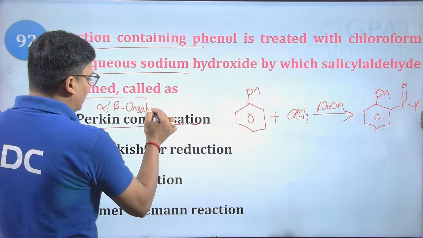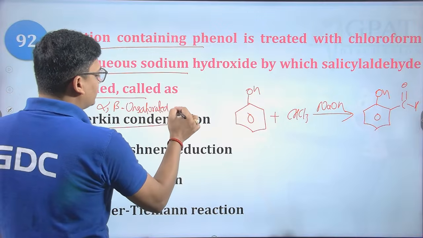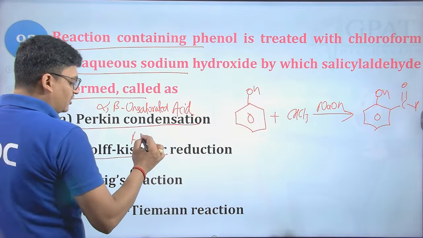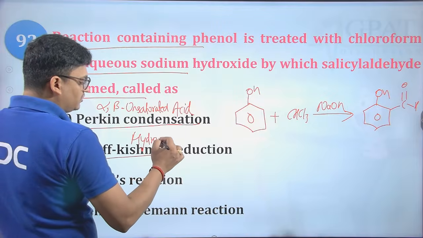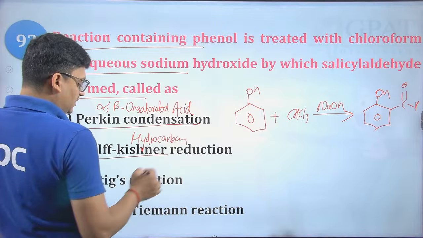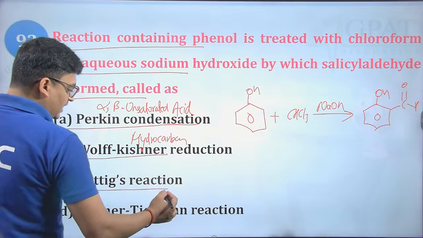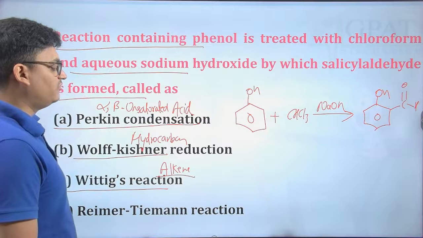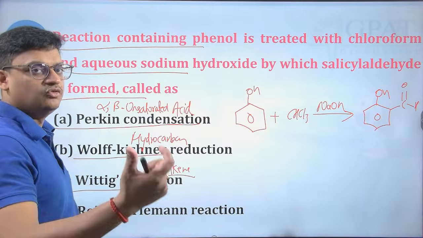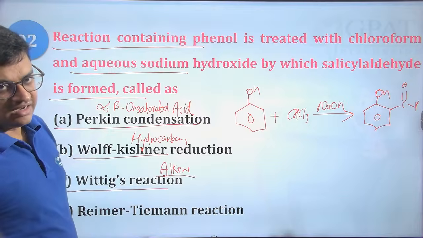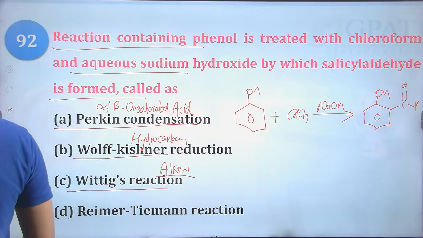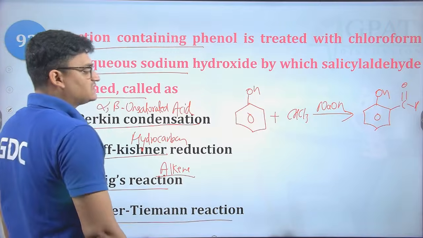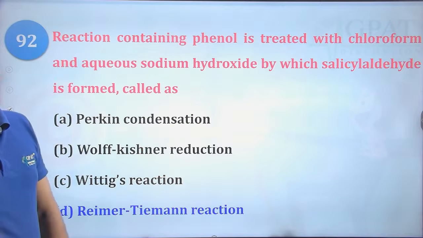In the Perkin condensation, we are having alpha beta unsaturated acid formation. In the Wolff-Kishner reduction, we are having what? Hydrocarbons from carbonyl compound. So hydrocarbons are formed. Active methylene group. The Wittig reaction, alkene is formed by reaction of carbonyl compound with triphenyl phosphine, and betaine intermediate is seen in this case. Okay, so this is incorrect. Yes, this reaction belongs to Reimer-Tiemann reaction.